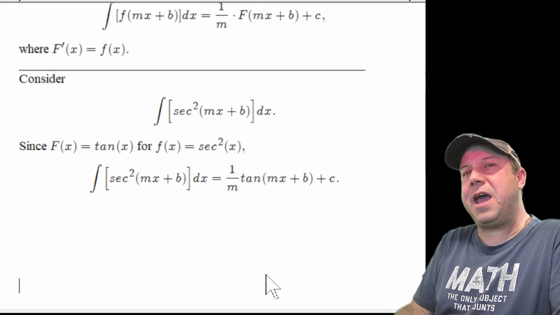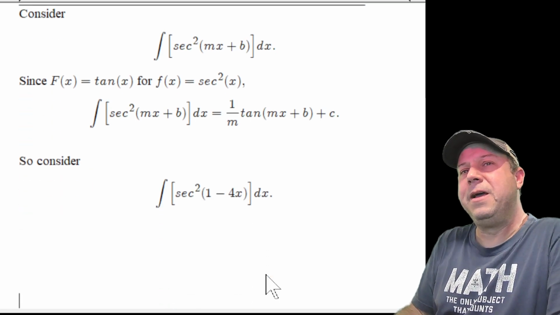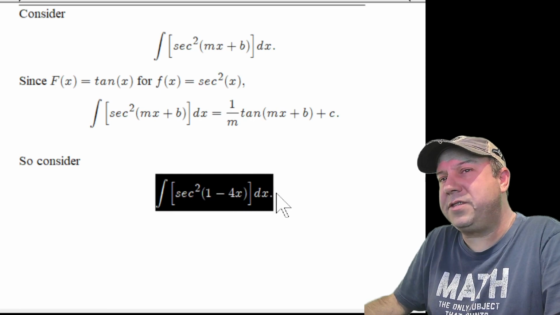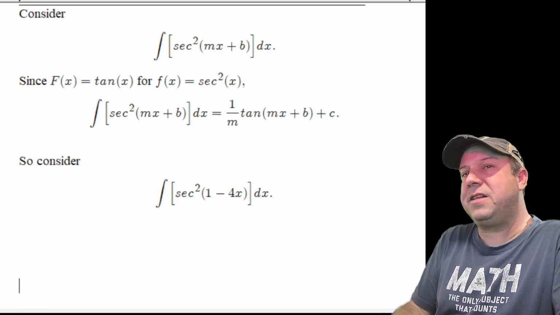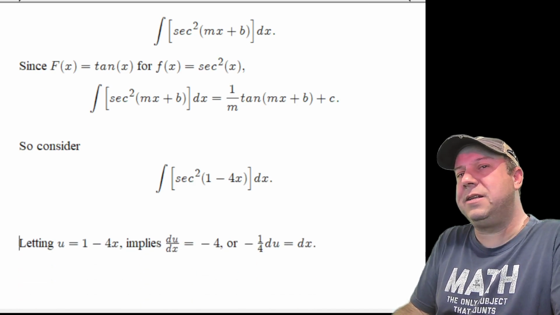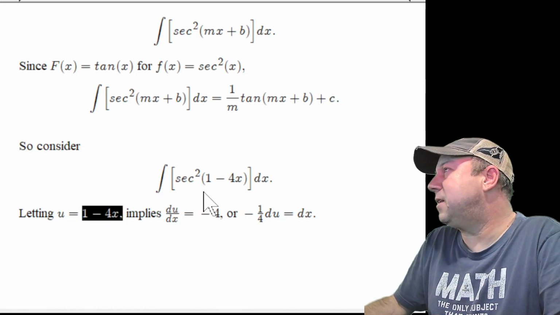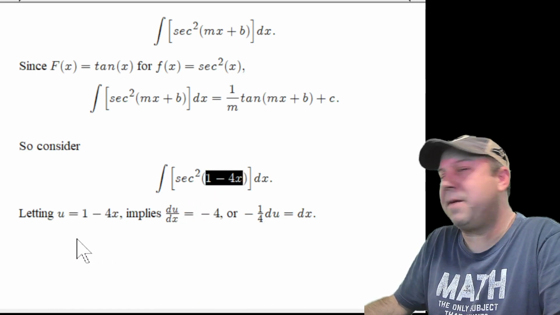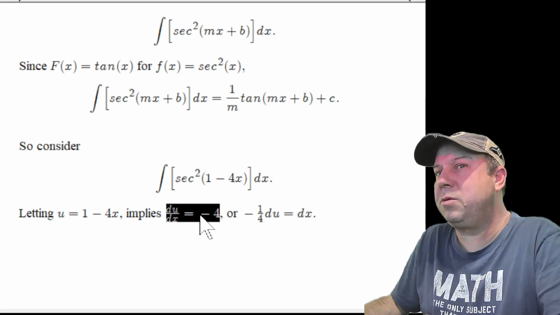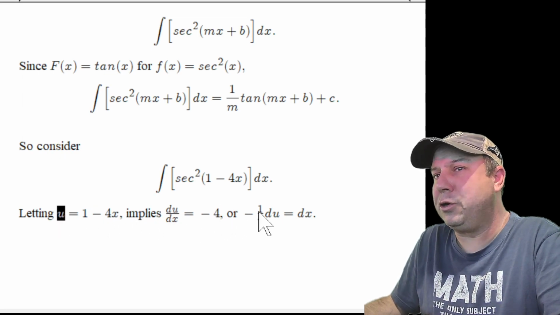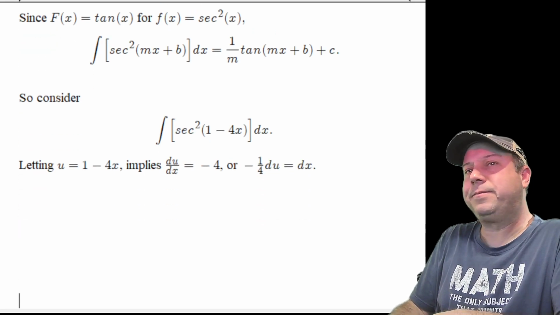We can put that into action in an example. Here's an example. We might say find the antiderivative of secant squared of 1 minus 4x dx. And if I let u equal that argument 1 minus 4x, the interior function in the composition, our derivative with respect to x would be negative 4 for that value of u, which means negative 1/4 du would be equal to dx.